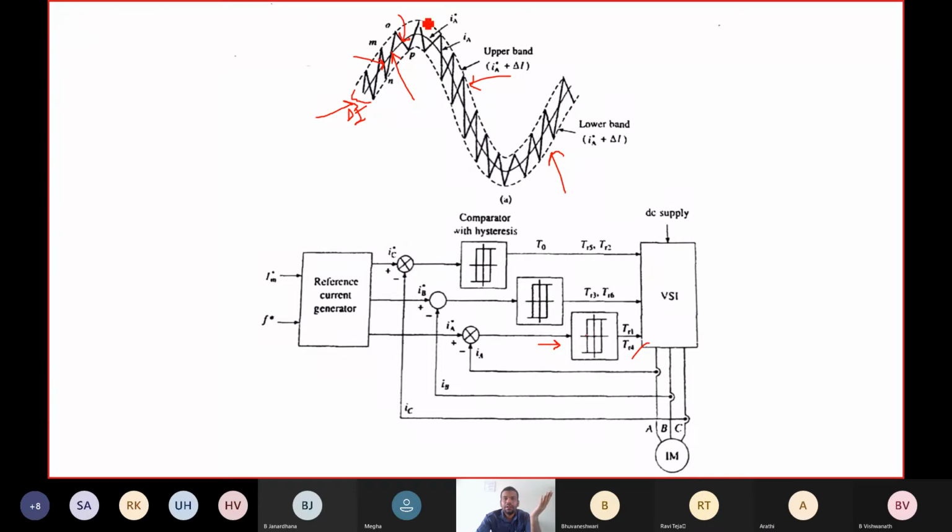Okay. So after that, I just consider M, N, O, P. Similarly, the cycle will be continuous like this. This is our band, our reference current band. Like this, the current starts flowing through with the reference values.